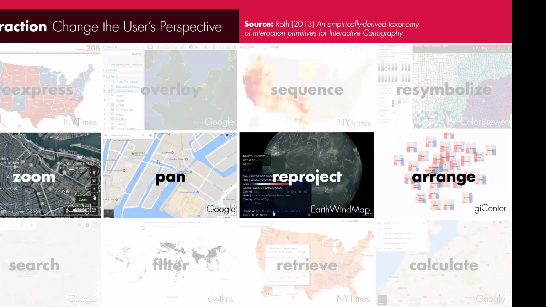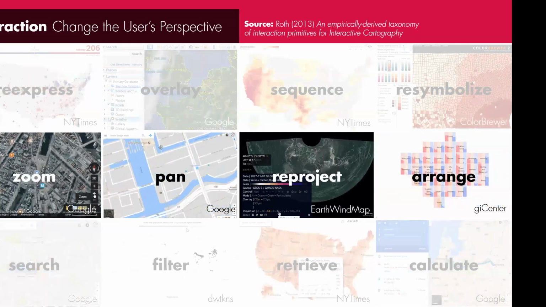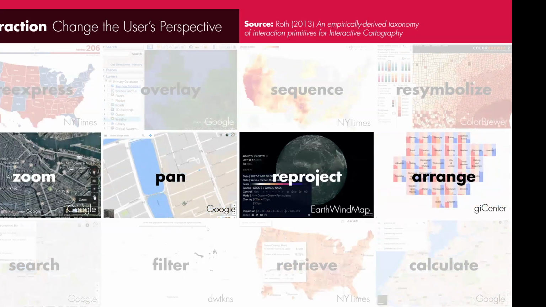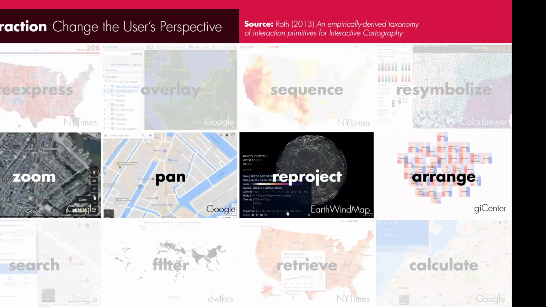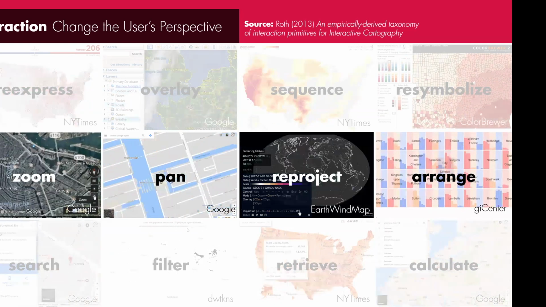Some of these change the user's perspective on the map. And so the classic slippy map has panning and zooming, but you can also reproject or rotate the map and rearrange a series of maps in your current view.